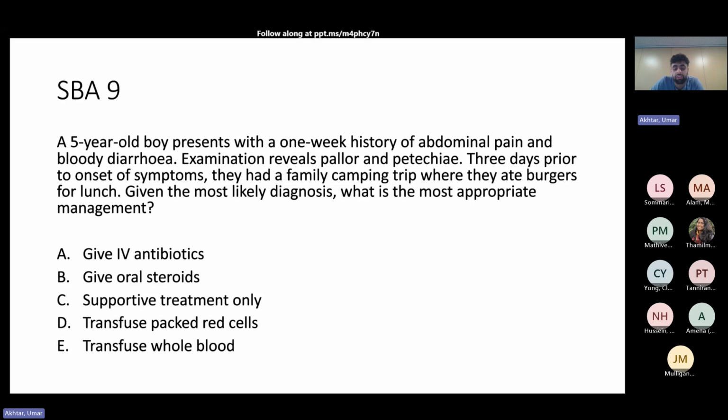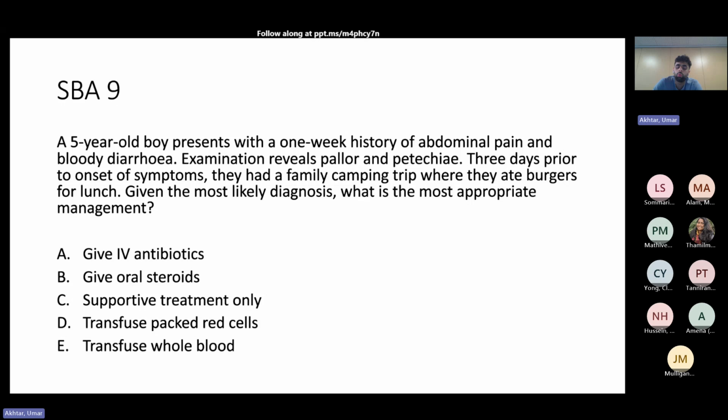With these 2-step questions, you have to break it down into that form. You have to think, okay, what is the diagnosis? And then following on that, what is the management? Does anyone know what the management of hemolytic uremic syndrome is? Or give the answer to the question. Would it be C, supportive? Yeah, exactly. Supportive treatment only.